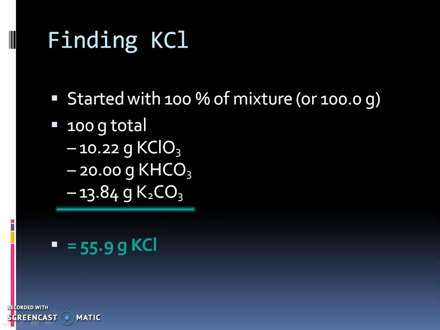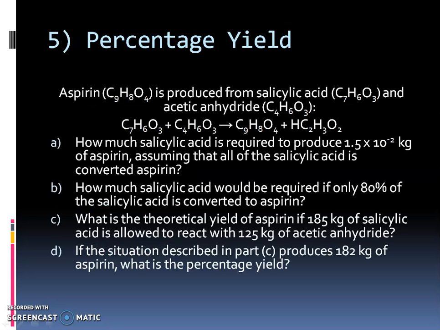All right, so hopefully that made sense. And then the KCl at the end, the easiest thing to say, if we have 100%, we basically start out with 100 grams, and then I'm just subtracting. All right, number 5, percent yield.